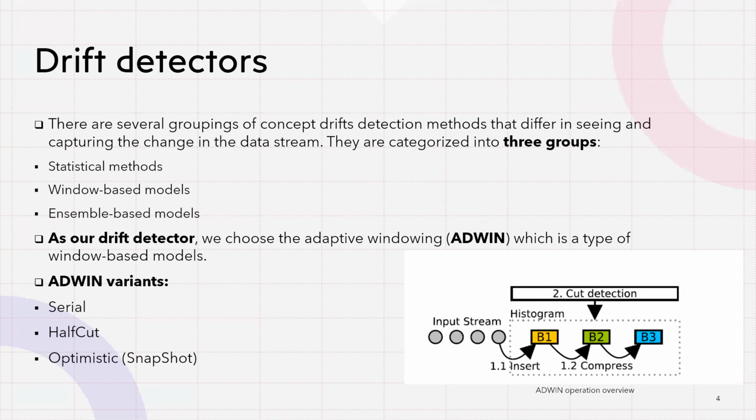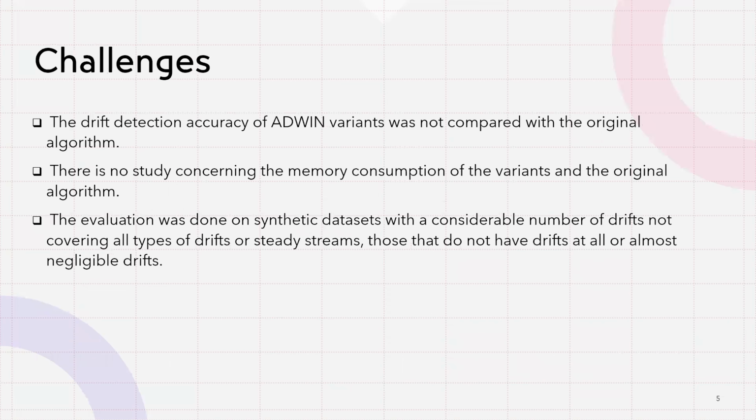There has been development to ADWIN enhancing its performance, especially latency and throughput. And this development produces three variants: serial ADWIN, half-cut ADWIN, and the optimistic ADWIN. So for our challenges, we have two main ones. The first one is, compared to the original ADWIN, we need to see how much its variants are superior. So we have evaluated them in terms of accuracy, throughput, and memory consumption. The second challenge is how ADWIN and its variants behave with steady streams having distant drifts or no drifts at all.